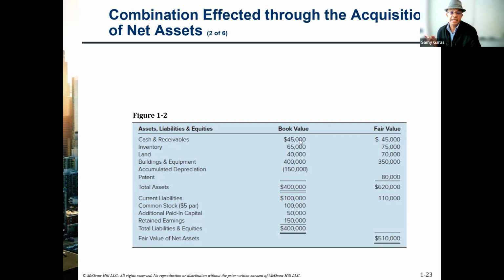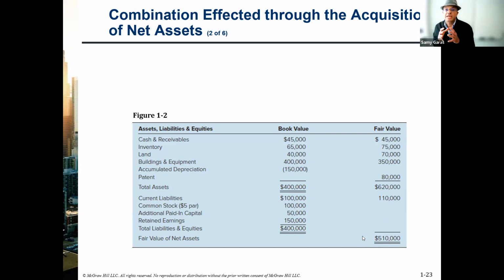As you can tell, the cash has no difference between the fair value and the book value. The inventory has $10,000 extra in the fair value. The land has $30,000 in the fair value. The building has 50,000 less because it's related to the depreciation. And there are intangible assets, which is the patent. Patent is an intangible asset. And then the liability has a fair market value of 110, and the net identifiable asset 510.